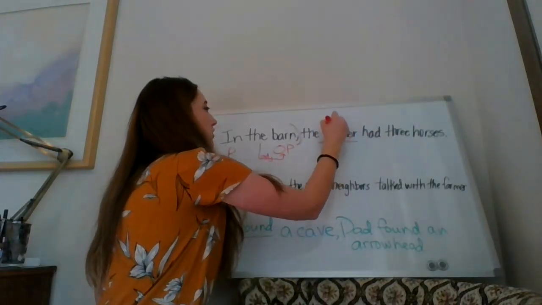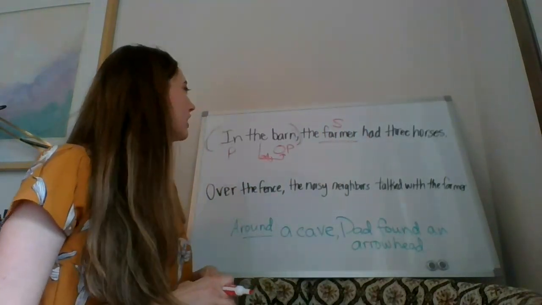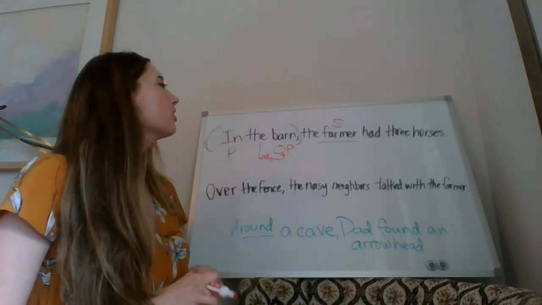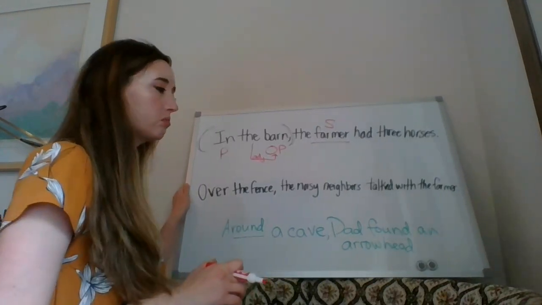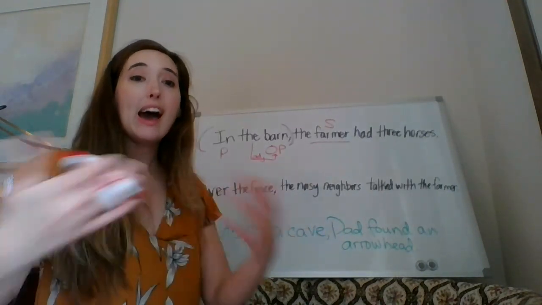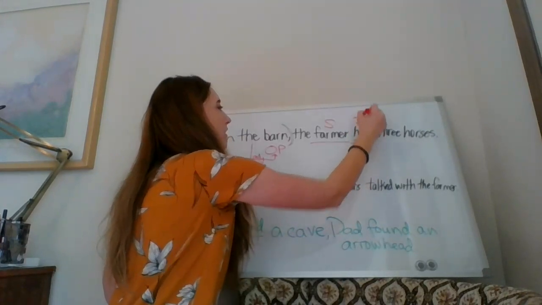Farmer. So farmer is the subject because it is what the sentence is about. I want you to think next, what is the farmer doing here? In the barn, the farmer had 3 horses. This sentence tells us that farmer had. So had is our predicate because it is what the sentence tells us about farmer.